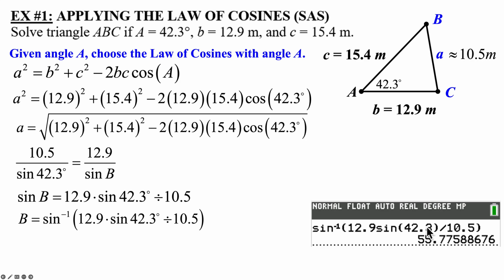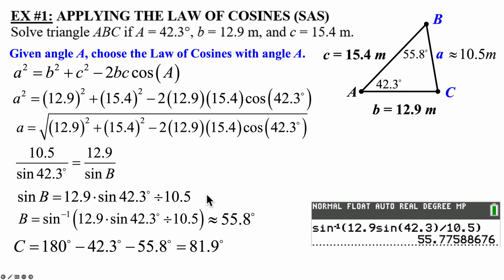I use the numbers because that's probably what Pearson usually does. And we come up with 55.77. So we'll round this to the nearest tenths place, 55.8 degrees. So there is angle B. And again, once you have angle B done, then you might as well go find angle C by subtracting these two answers from 180. So 180 degrees minus 42.3 minus 55.8, 81.9 degrees. So now we've solved this triangle.